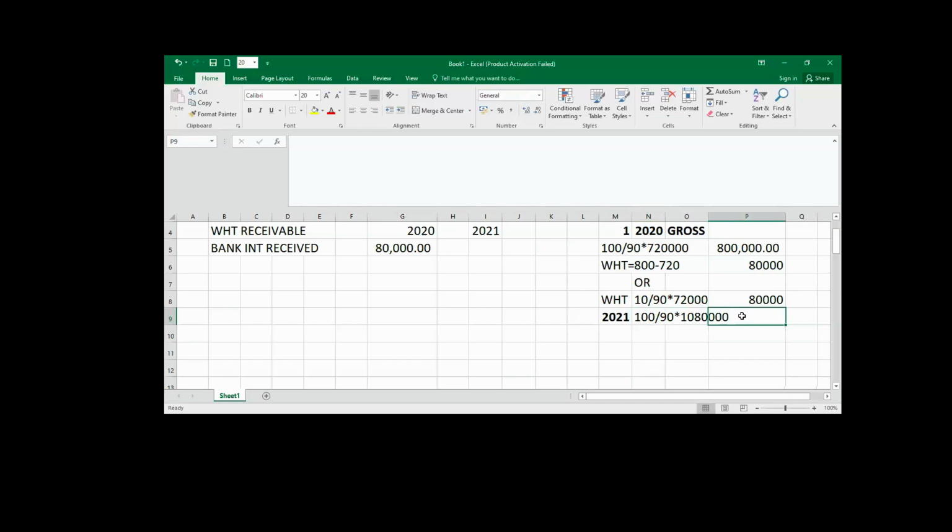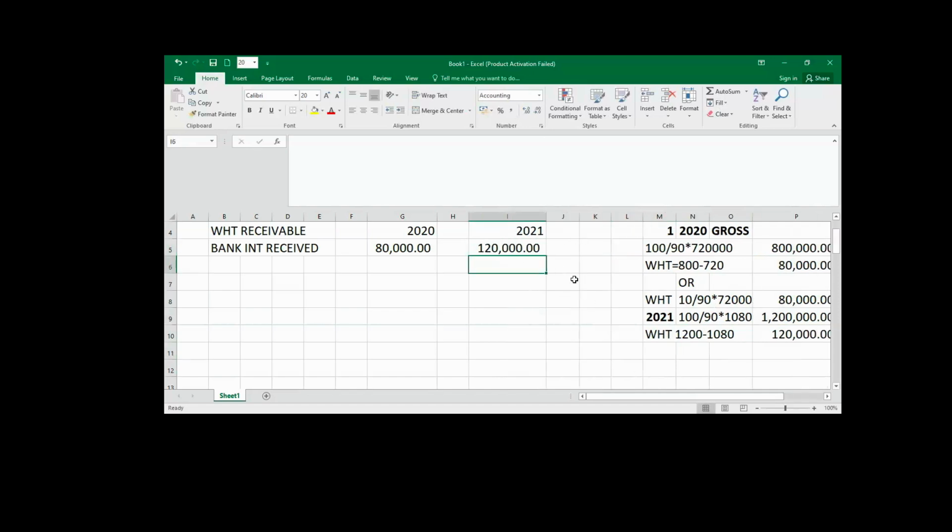It will give you 1.2 million. So if the gross is 1.2 million, the withholding tax will simply be 1,200,000 minus 1,080,000. That should give us 120,000. This is for year 2021.